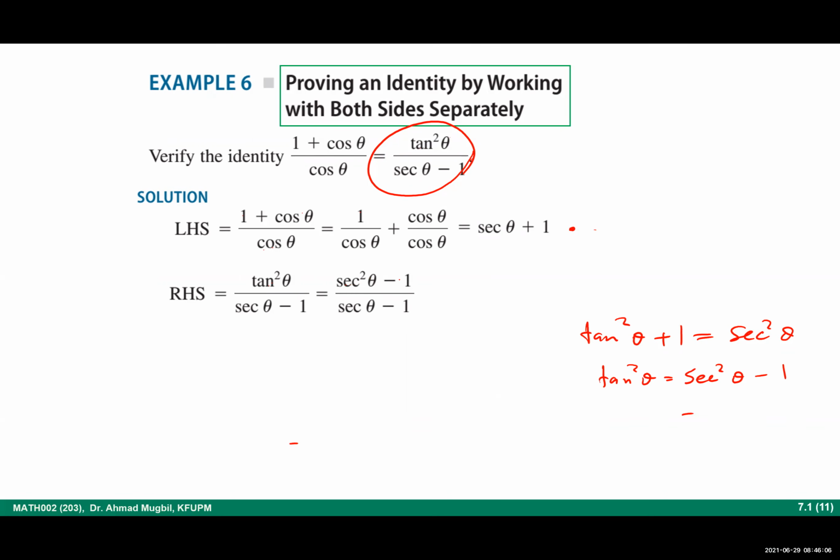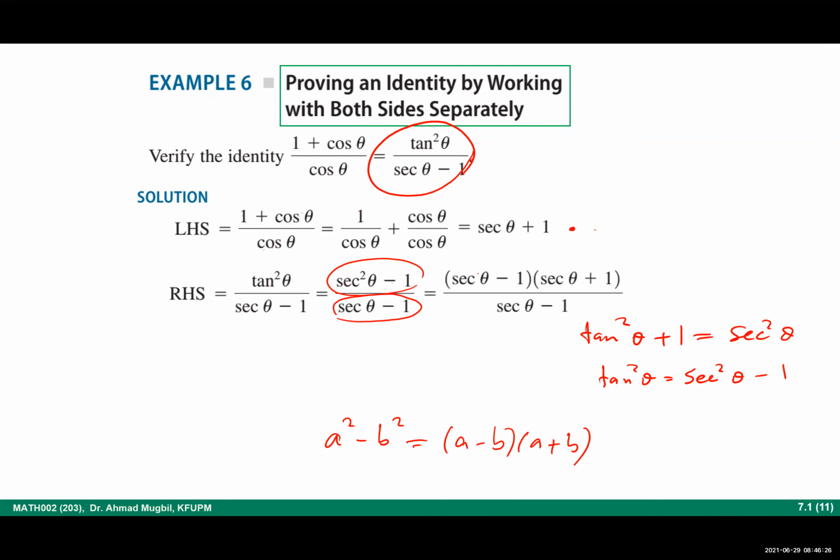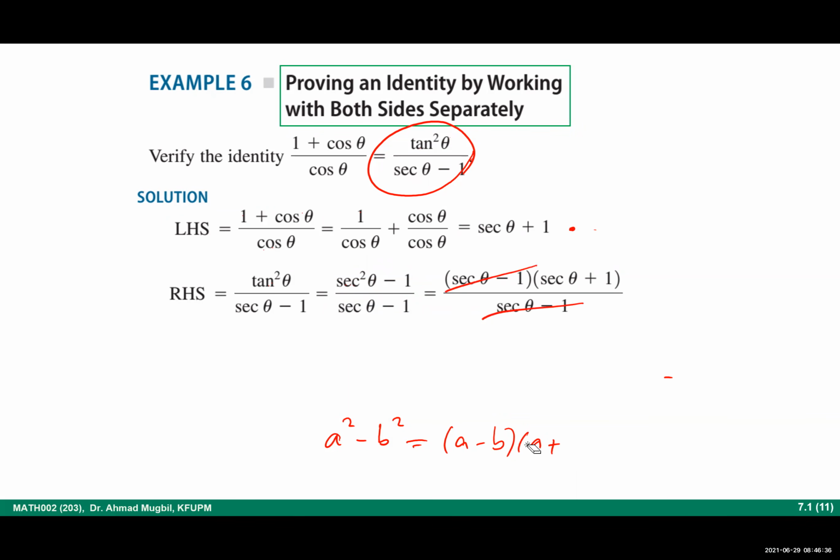Now, what is secant squared minus 1, ya shabab? Algebraically, compare it with this. What is a squared minus b squared? It is the difference of squares here. So secant squared minus 1 is just secant theta minus 1 times secant theta plus 1. Difference of two squares. Now this will be cancelled with this. And what do we have at the end? We have secant theta plus 1.